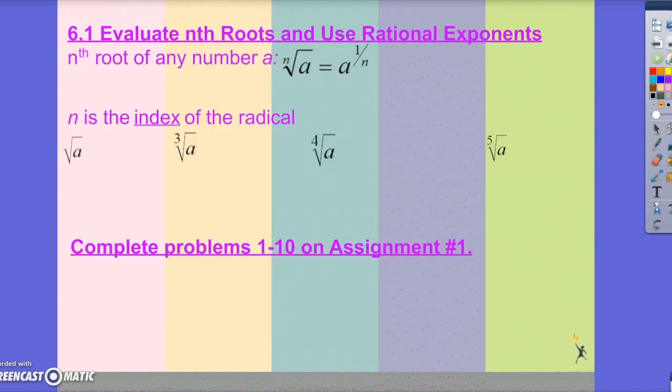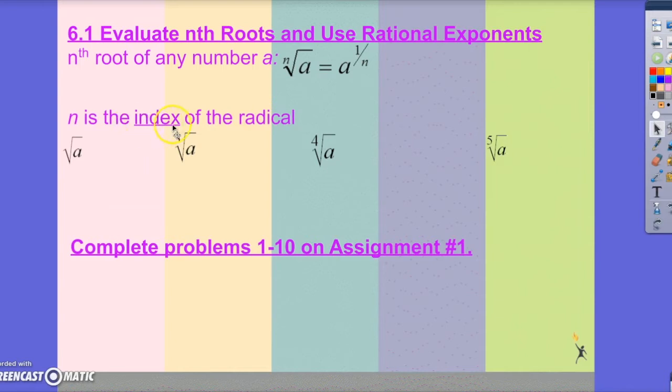So 6.1 is evaluate nth roots and use rational exponents. So right now you've only ever heard of a square root. There are other roots out there, and that chart's going to help us to set some of them up. So start by saying nth root of any number a. See how there's a little n out here? Now when it's a square root, 2 is understood, but any other thing besides a square has to be written here. If we take the root, we could also write it as an exponent as a fraction.